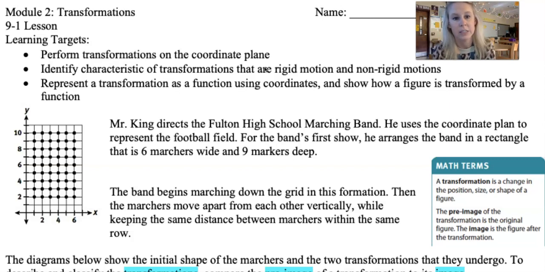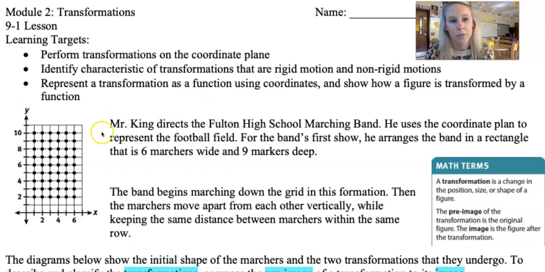The second one is identify characteristics of transformations that are rigid motion and non-rigid motion, which we're going to talk about in a second. And then represent a transformation as a function using coordinates and show how a figure is transformed by a function. So we're going to kind of be writing a rule for how we moved our object.